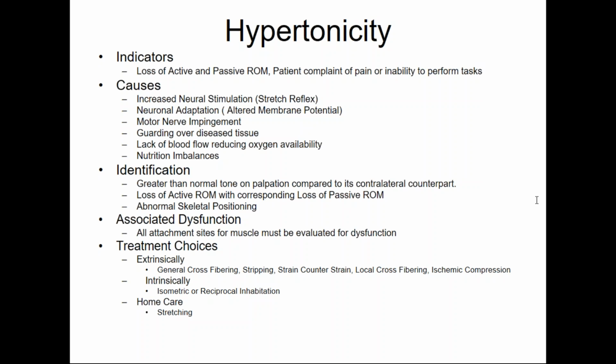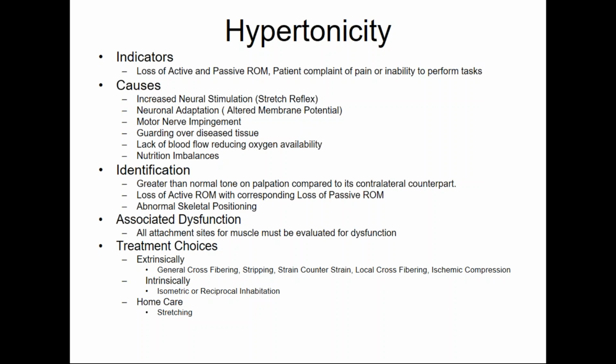Treatments that we're going to use for hypertonicity, we would do it in phases. So the first phase would be general cross-fibering. And then you can go into more specific techniques of stripping, strain counter-strain, focal cross-fibering, ischemic compression. So ischemic compression is a straight direct pressure down into the muscle motor unit, motor plate of a muscle fiber.